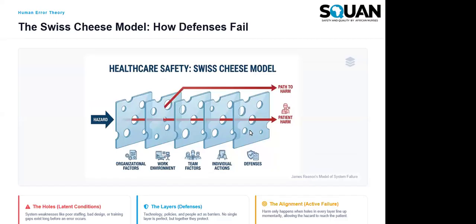So moving on to the Swiss cheese model. Who has heard about the Swiss cheese model before?